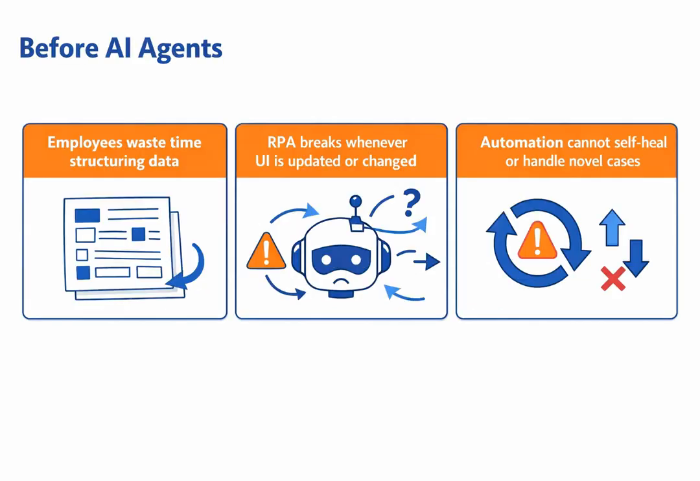First, let's look back at the challenges we faced before the advent of AI agents. Business processes were often very brittle, and employees had to waste a lot of valuable time on tedious data organization. Moreover, traditional automation tools like RPA were very fragile. They would break whenever the interface changed and were helpless in the face of new situations, which was quite a headache for us.